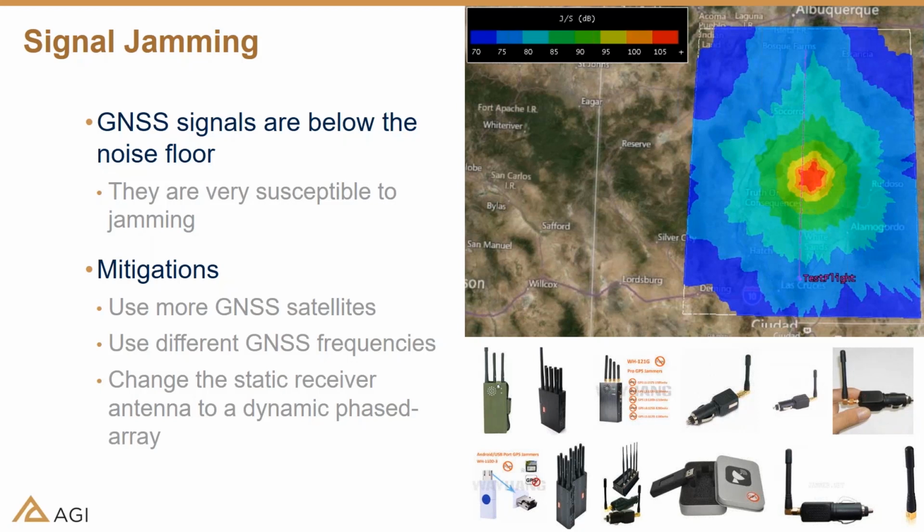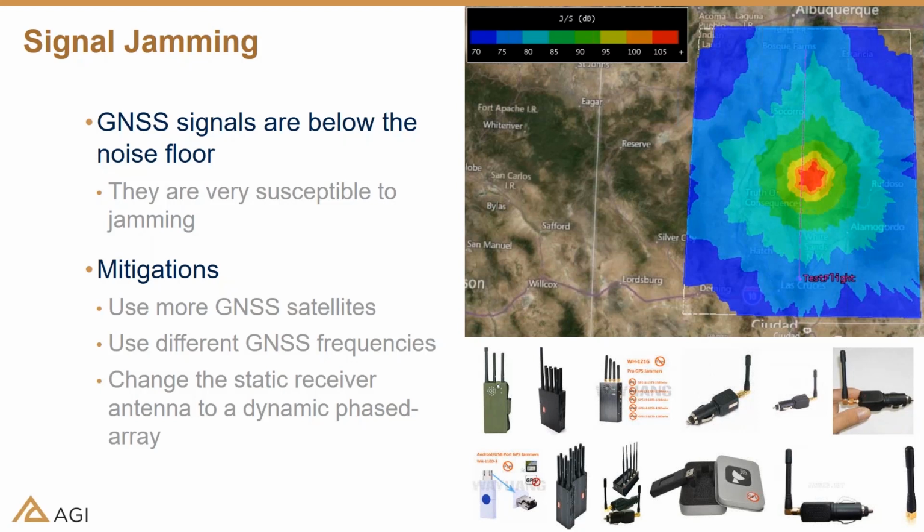A couple things there. Use more GNSS satellites, or use different frequencies. Maybe use Galileo or GLONASS. Those are not great mitigations, because typically jammers are broadband spread spectrum jammers, and they will jam across the frequency bands for these types of systems. So that's not a great solution.